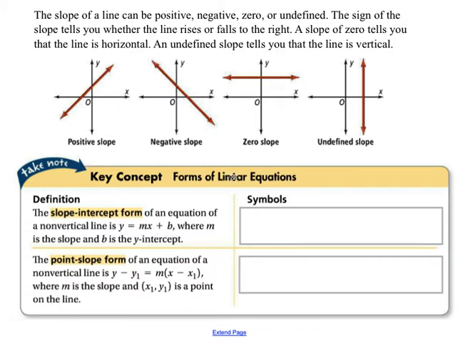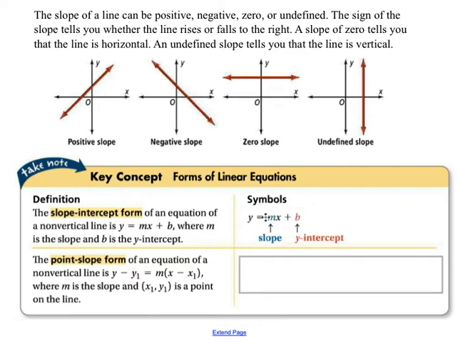When we get into writing our linear equations, the first one is the slope-intercept form, and that is y equals mx plus b, where m is the slope and b is the y-intercept. Remember, the y-intercept is the point where it crosses the y-axis.